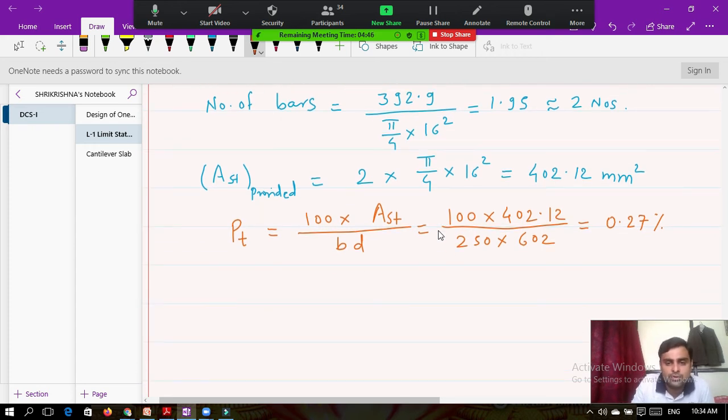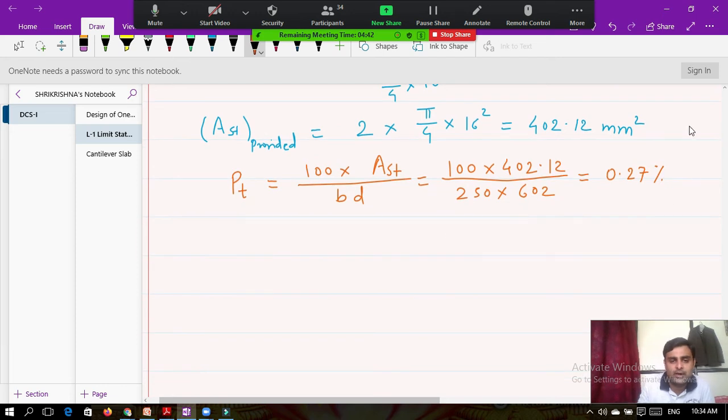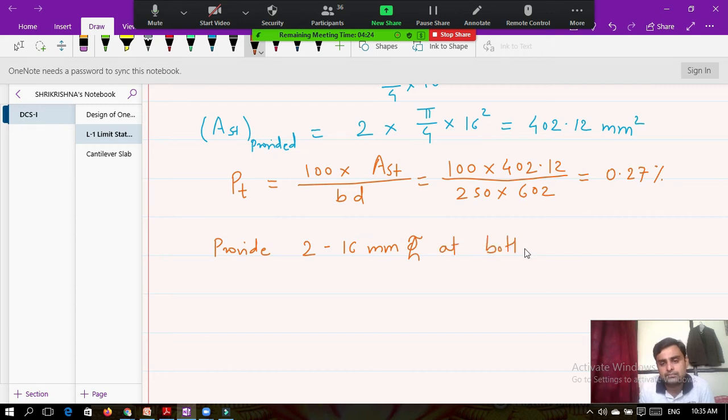top we need to provide the anchor bars. So here I can write the statement: provide how many bars? 2 bars of 12 mm. So I will write here: provide 2 bars of 16 mm diameter at bottom. Okay, we are going to provide 2 bars of 16 mm diameter at bottom.